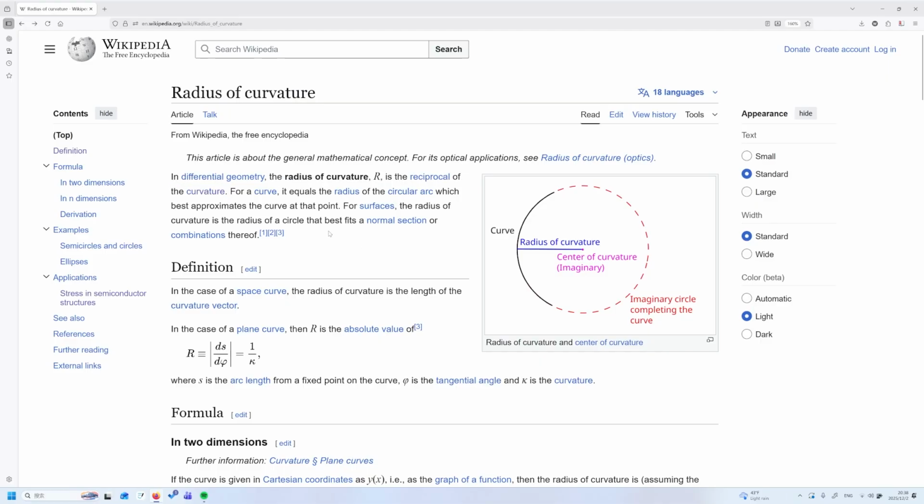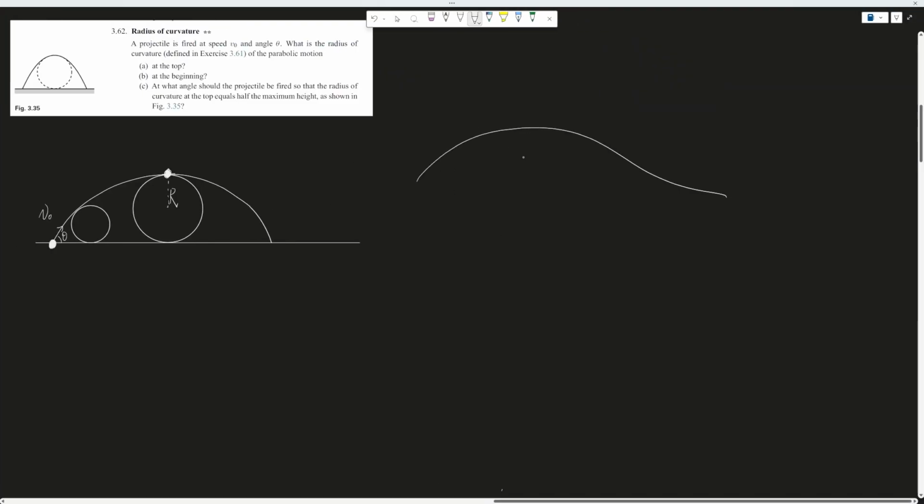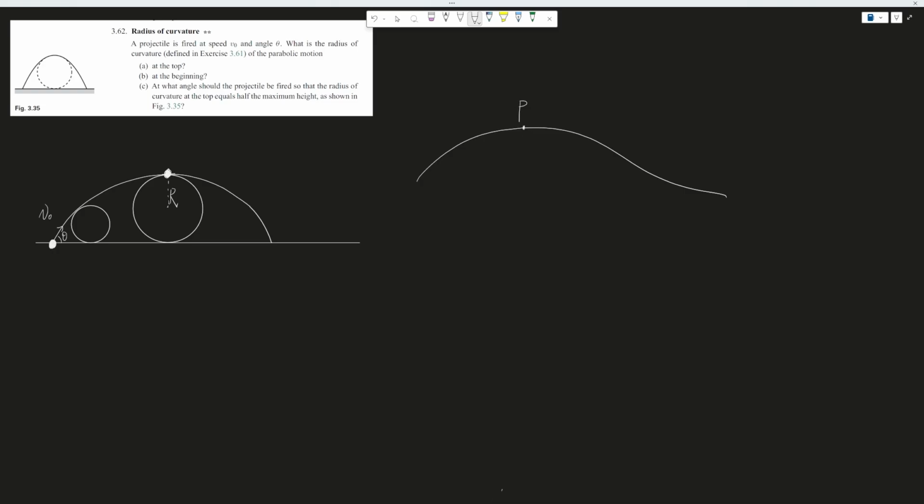Well, basically it means that if we have a curve of some sort, and then let's say call this point P, and we draw a circle that best approximates this curve at point P. And the radius of that circle is called the radius of curvature. And the question is basically asking us to find the radius of curvature. So let's try to do that.